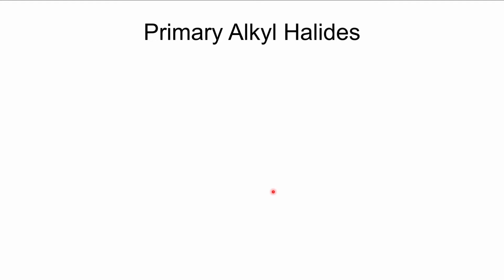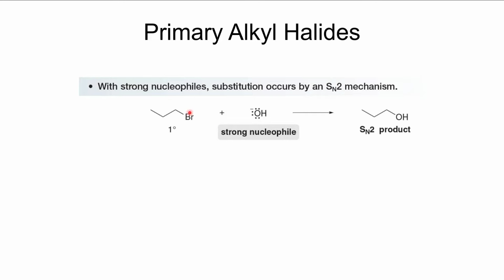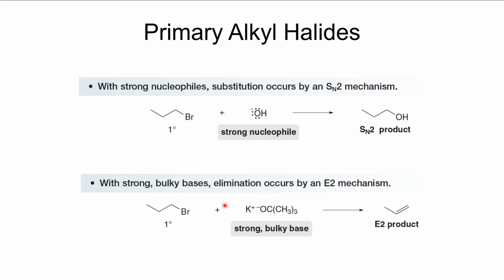If we have a primary alkyl halide, that automatically eliminates the possibility for doing the carbocation mechanism. So with strong nucleophiles, we'll get substitution. So if we have a strong nucleophile like hydroxide, we'll get substitution. If we want to do elimination on a primary alkyl halide, we need to use a strong sterically hindered bulky base like potassium tert-butoxide, and we can get the E2 product.